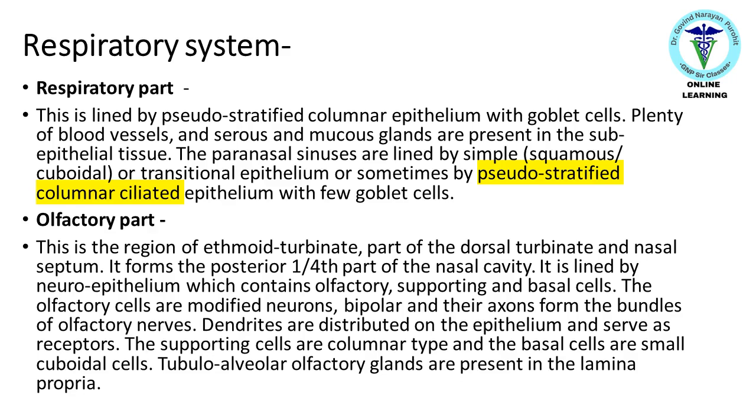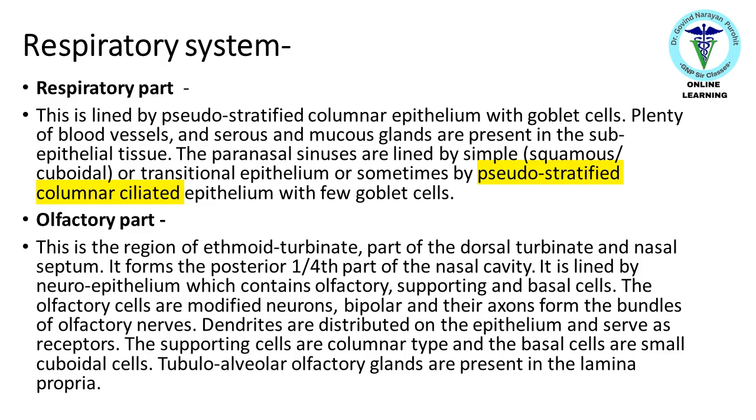Respiratory system. Respiratory part. This is lined by pseudostratified columnar epithelium with goblet cells. Plenty of blood vessels, and serous and mucous glands are present in the subepithelial tissue. The paranasal sinuses are lined by simple squamous, cuboidal, or transitional epithelium or sometimes by pseudostratified columnar ciliated epithelium with few goblet cells. Olfactory part.